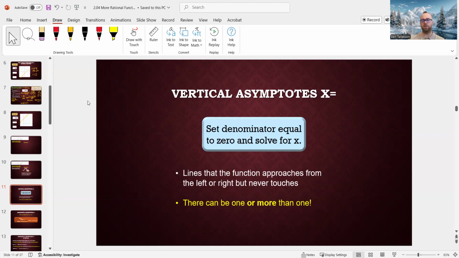So again, vertical asymptotes, you should know those always start with x equals. These are vertical lines, dashed lines, perfectly up and down, right? And you know already that these are lines that a function approaches from the left or the right, but never touch. It gets super close, but never touches, okay? But guess what? Here's the kicker. Now there can actually be more than one vertical asymptote. That is possible. Okay, so write that down.